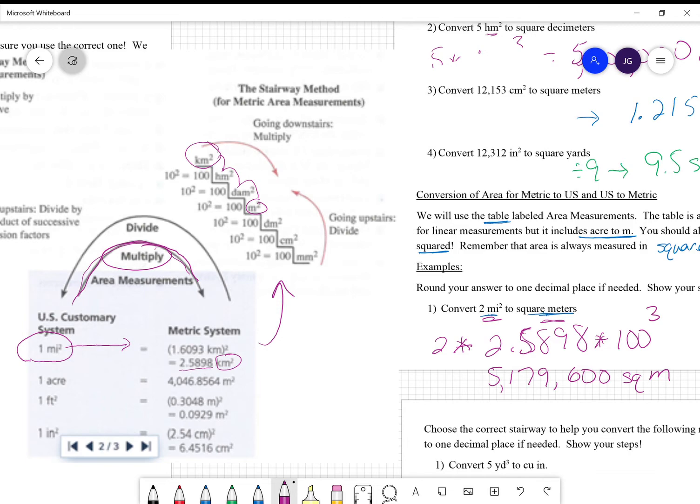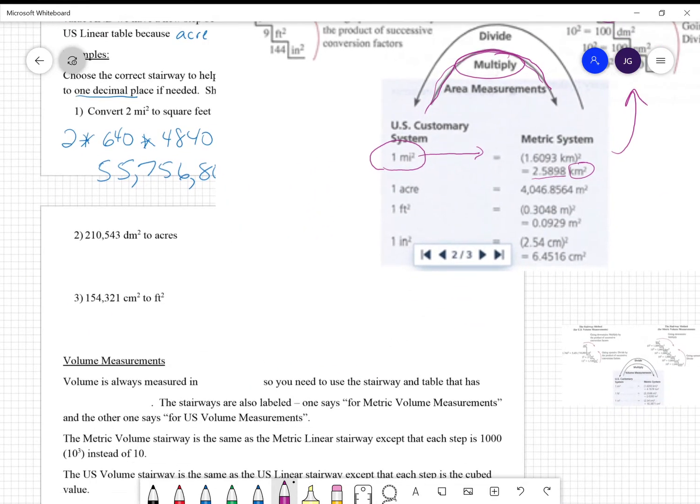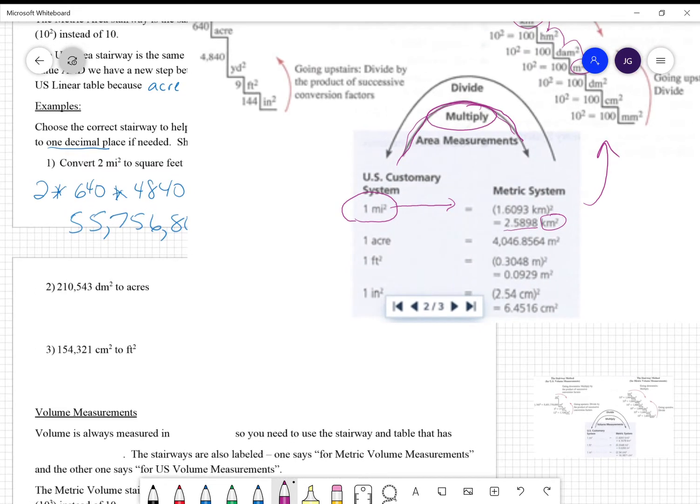Okay, this just takes a little bit of practice. We did this with linear measurement. Okay, the next problem, I want to take 210,543 square decimeters to acres. So I'm starting with metric and I'm going to English. So I know I'm going to need this table. Okay, let me erase my marks.